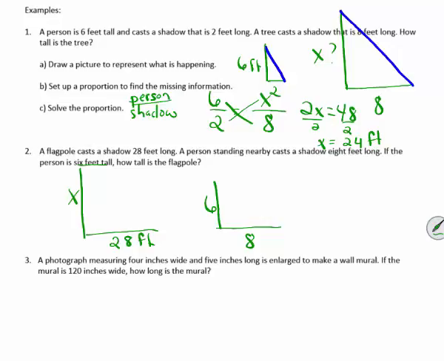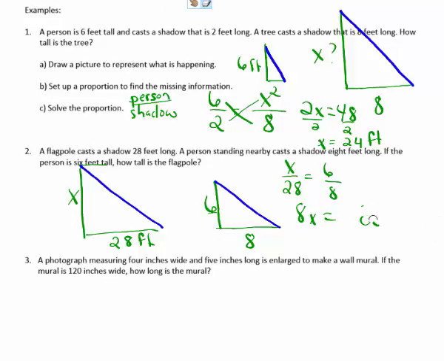Same idea. I'm going to compare object to its shadow. So x over 28 equals object, 6, over shadow, 8. Again, I could easily draw this, and now I have created two similar triangles. So do your cross multiplying. We're going to get 8x equals, oops, that's, 6 times, oh my gosh, sorry. Let's get that correct here. 6 times 28: 6 times 8 is 48, 6 times 2 is 12, so 168. Divide by 8, so x is going to be 21 feet.